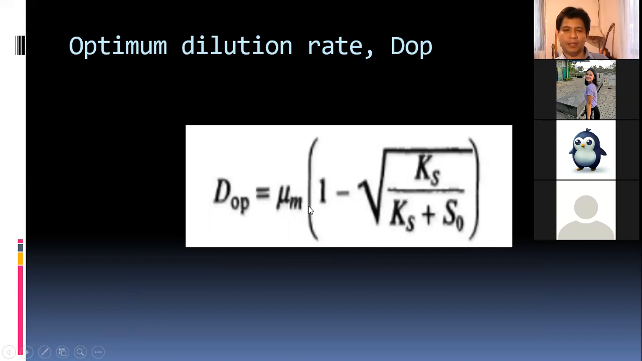pagso-solve ng susunod na problem natin. So, D optimum is equal to mu max times the quantity 1 minus square root of K sub S, where K sub S is the monod constant, all over K sub S plus S sub O. S sub O is the initial substrate concentration. Okay? So yung derivation nito, it involves obtaining the derivative, then equating the derivative to 0, no, in order to obtain this equation. So paki-check na lang if you're interested, medyo mahaba nga lang.